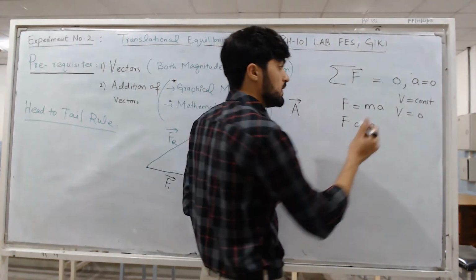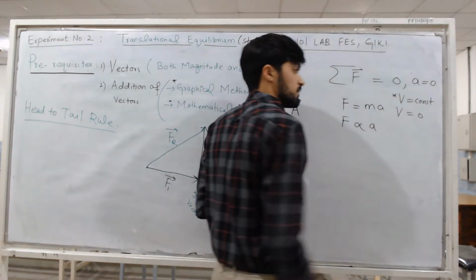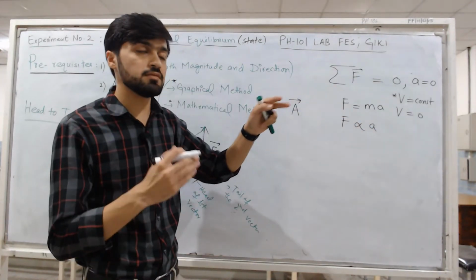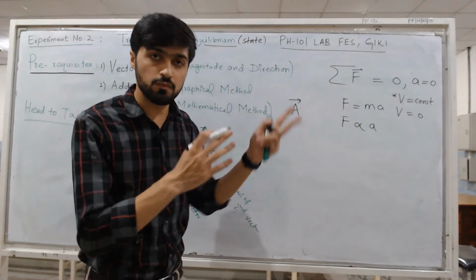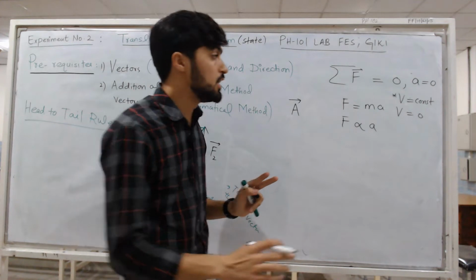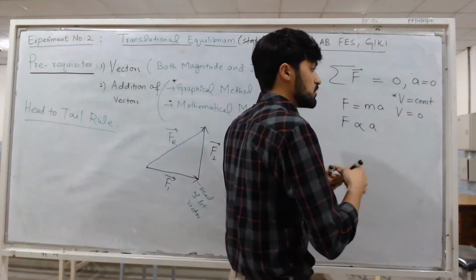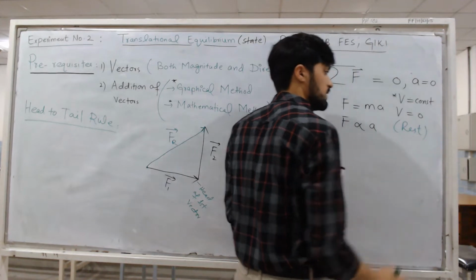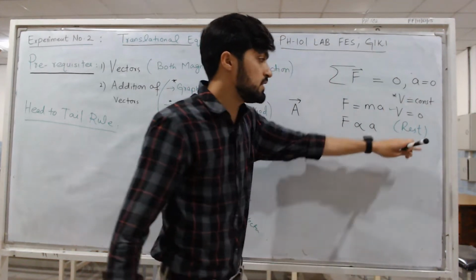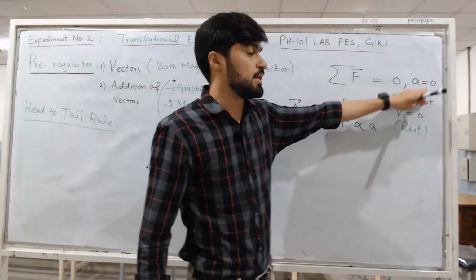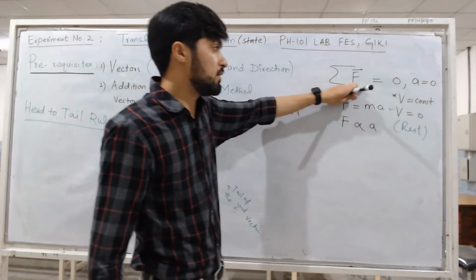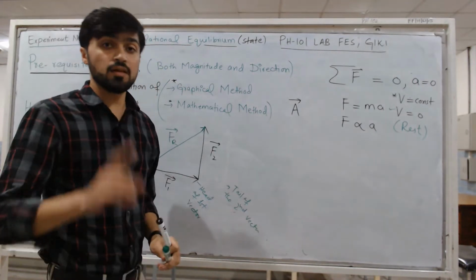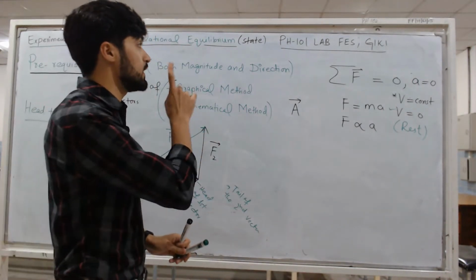So we will not be discussing this one, the case when the velocity is constant, means the body is moving with constant velocity. We will be discussing when the velocity is equal to 0, when the body is at rest. We will be discussing just this one. So in this case, if the velocity is equal to 0, the acceleration is equal to 0, and it means the vector sum of all the forces acting on a body is equal to 0, then the body is said to be in translational equilibrium.